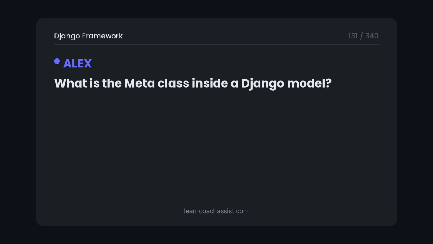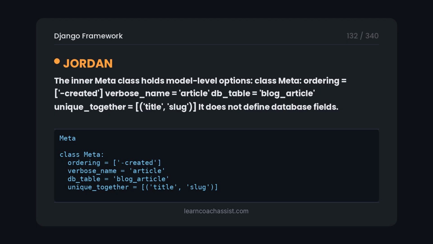What is the Meta class inside a Django model? The inner Meta class holds model-level options. class Meta: ordering = ["-created"], verbose_name = "article", db_table = "blog_article", unique_together = ["title", "slug"]. It does not define database fields.